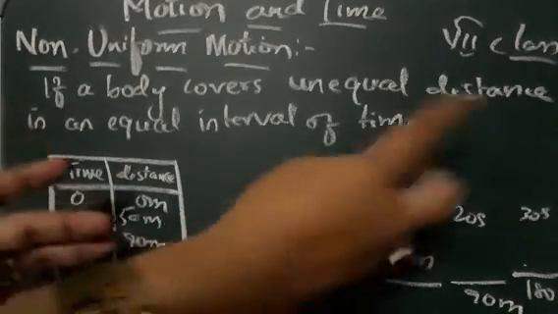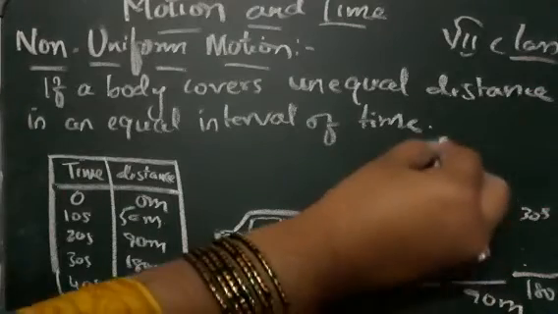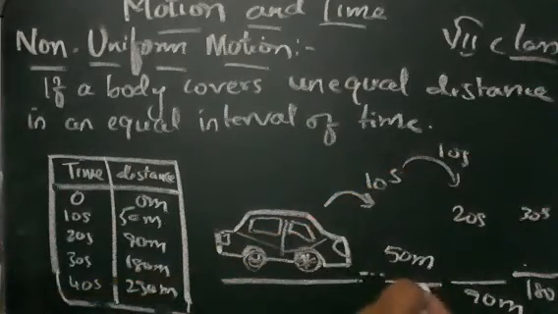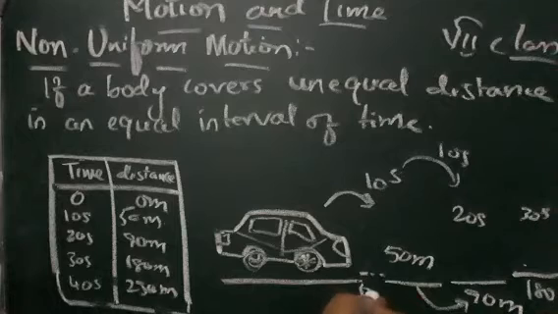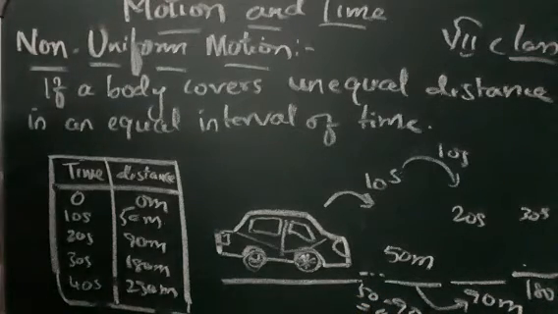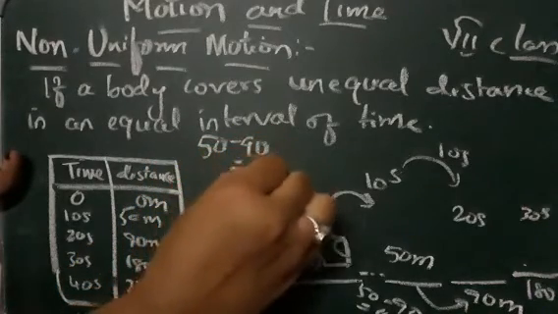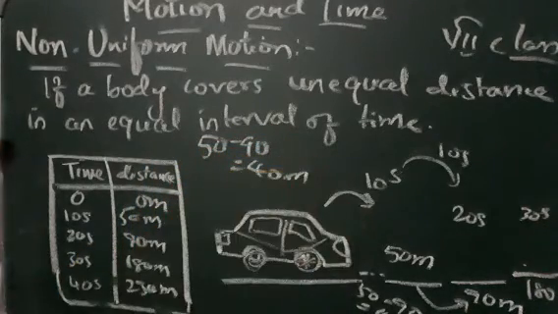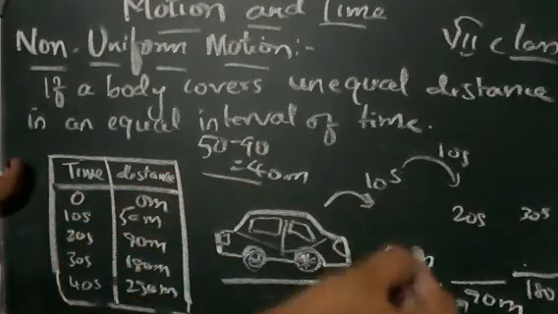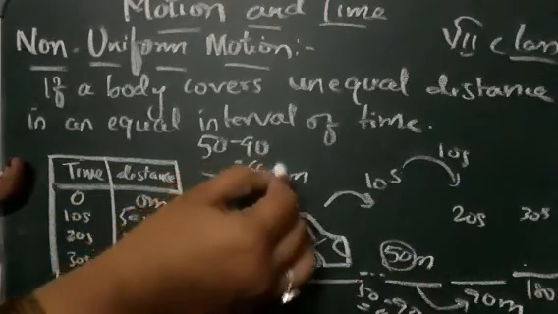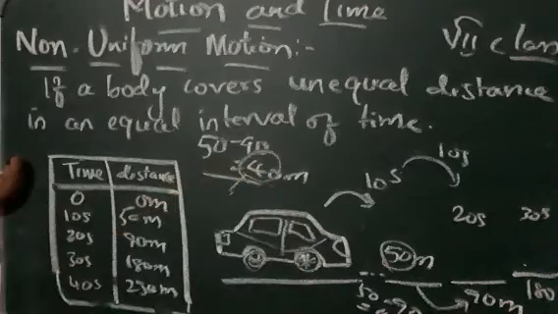Then in another 10 seconds, how much has it traveled? 90 minus 50, how much will you get? 40. So 90 minus 50 is 40. So it has traveled 40 meters. That means the distance in the first interval, how much was it? 50. Now it is 40. Then there is a difference of 10 meters.